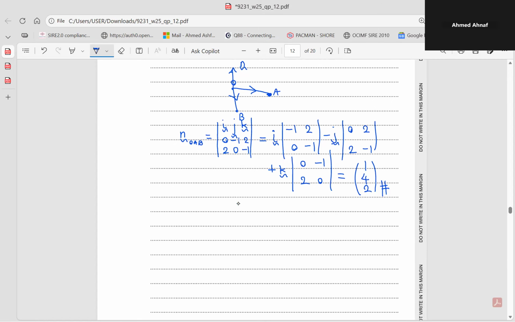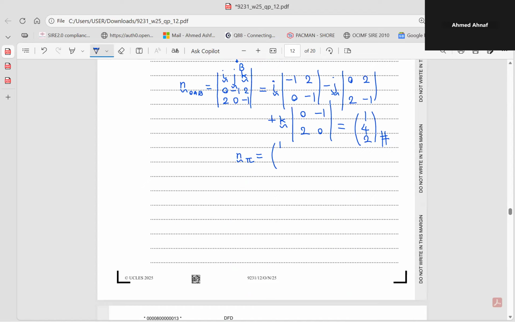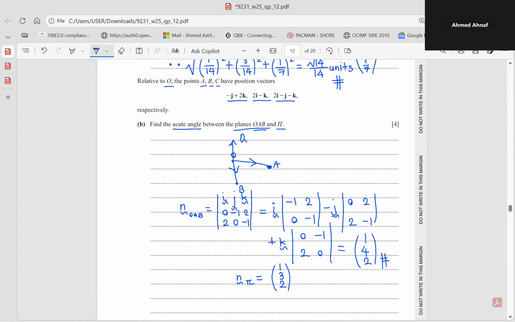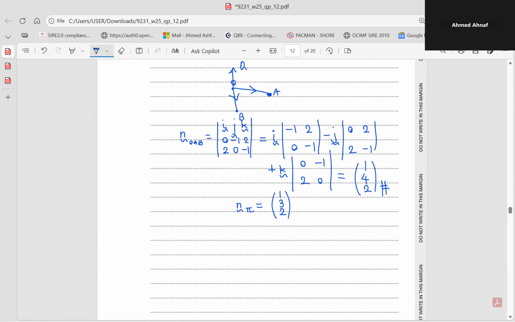So for reference, let's also write the normal vector of pi, which is 1, 3, 2. And so now let's find the acute angle. So to find the acute angle, let's draw a sketch of the planes. So this is pi, this is OAB. These are the normal vectors to each other. Okay, so this is the angle that we're interested in finding between them.